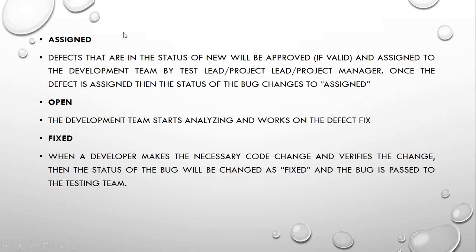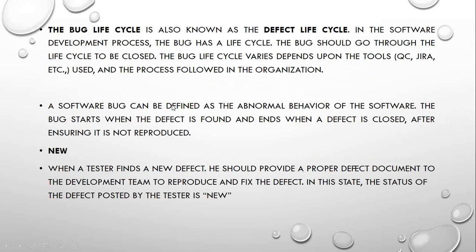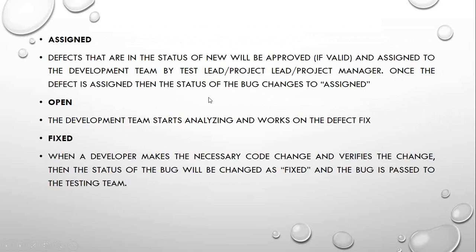In the defect life cycle, once the tester raises the defect, the team lead or project manager will approve it, and then it will change to assigned. Like that, there is a hierarchy. Okay, so it is assigned.